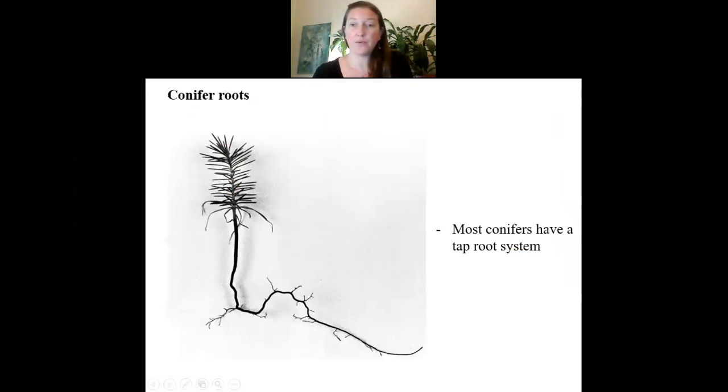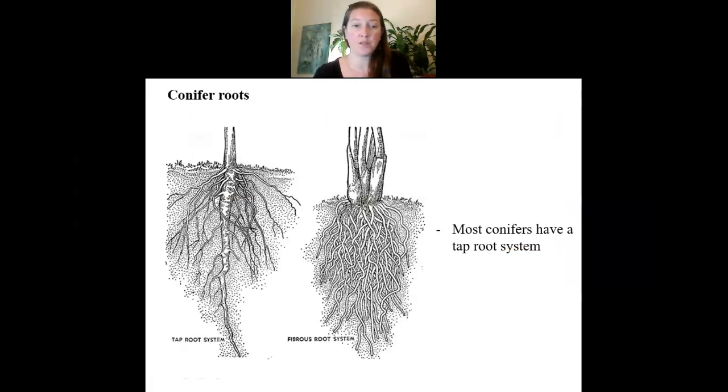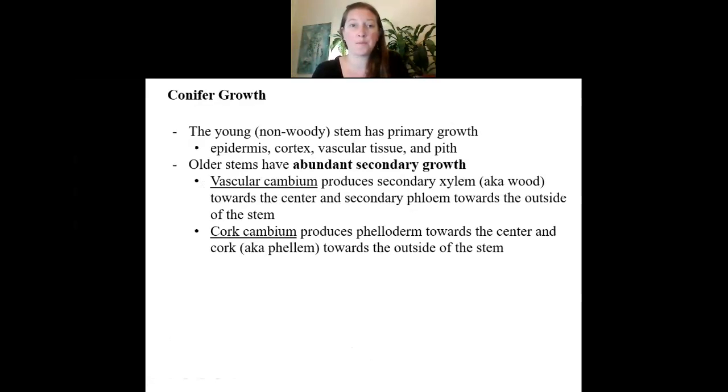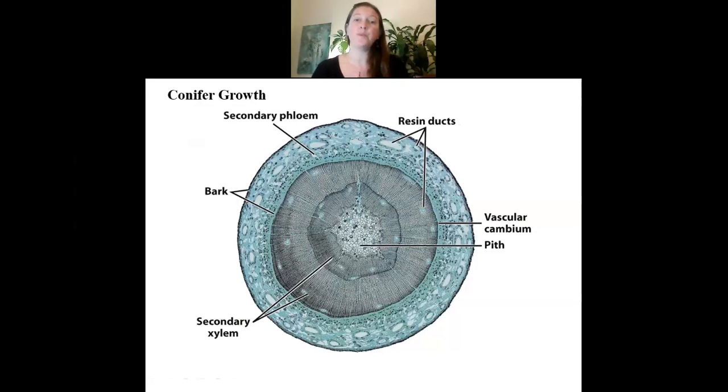Most conifers have a taproot system. Just a reminder of what a taproot system is, as versus a fibrous root system. Go back to the root lab if you want to learn more about that. This is all stuff we've covered about growth and tissues. So we already covered this, but just know that conifers have abundant secondary growth. This is a slide showing a cross-section through a conifer. I think we even saw this slide maybe back in the stem lab.